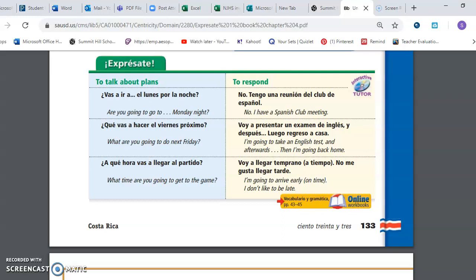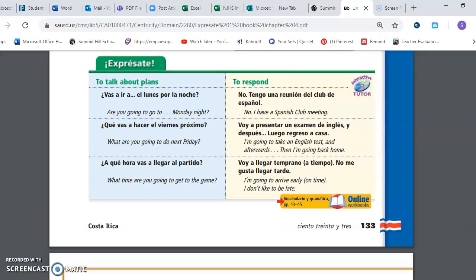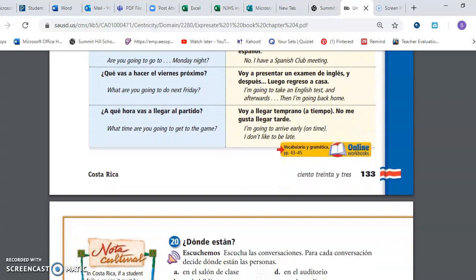Voy a llegar temprano. Temprano means early. But you could also say a tiempo. That means on time. So you could say voy a llegar a tiempo. Voy a llegar temprano. Notice that they put in there, no me gusta llegar tarde. I don't like to arrive late. So if you want to be specific about the time, you could say, voy a llegar a las 9:10 de la mañana. Or you could say, voy a llegar a las 4:05 de la tarde. Okay? So this is the exprésate box.